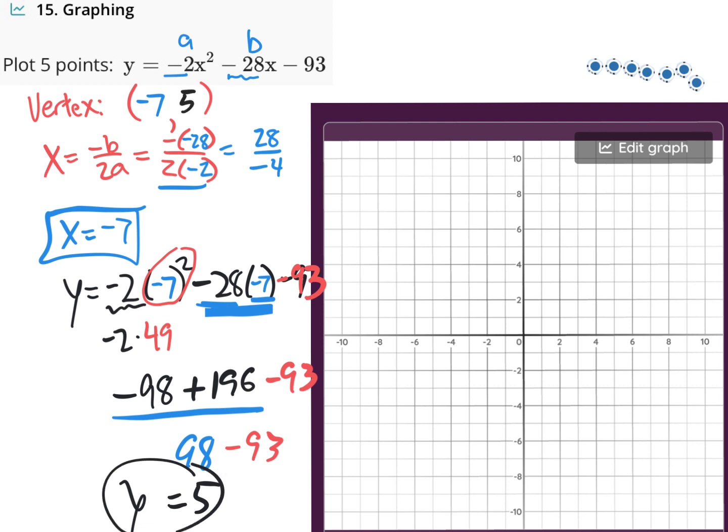So here's your vertex y value. I put 5, so there's your vertex. That's the most important point. Negative 7 on the x, 5 on the y. Let's go to that location and plot that vertex. Negative 7 and positive 5.